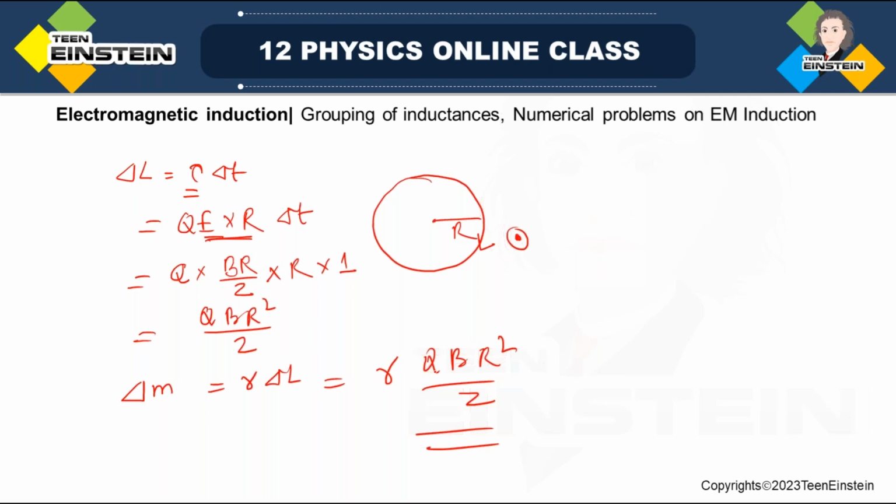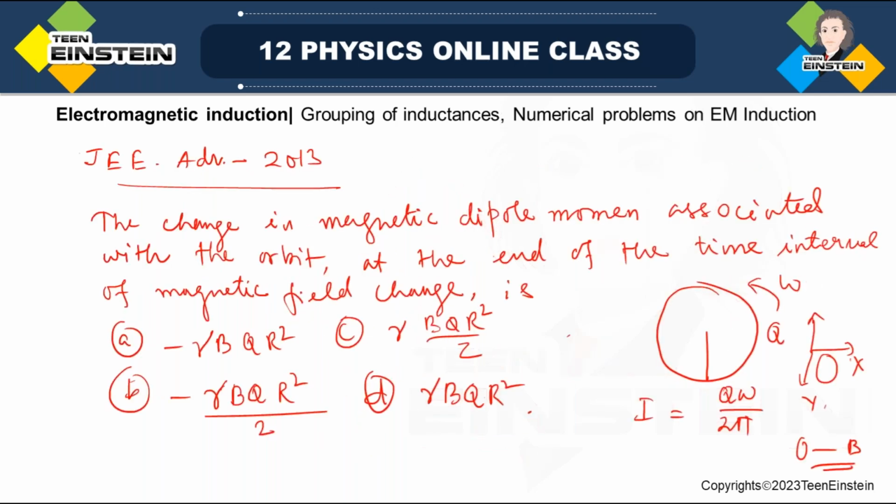But the angular momentum is in this direction and the magnetic moment will be in this direction, so they are opposite to each other. That's why we can write this as minus gamma q B r square by 2. So this will be the answer. The answer will be B.